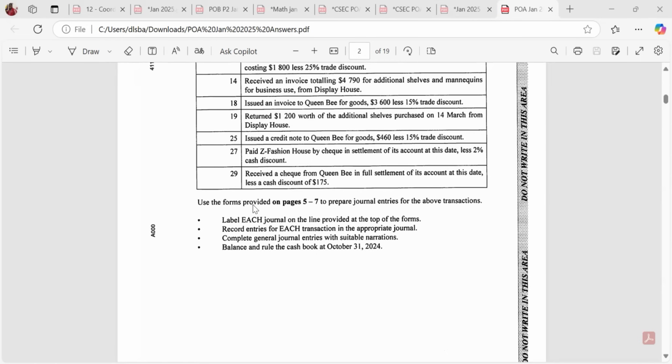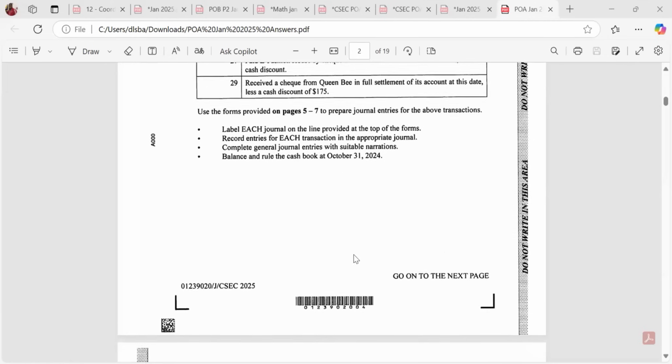Then they say use the forms provided on pages 5 to 7 to prepare the journal entries for the above transactions. Label each journal on the line provided, record entries for each transaction in the appropriate journal, complete general journal entries with suitable narrations. So when you're in your general journal, we have to put in narrations, and balance and rule the cash book at October the 31st, 2024.